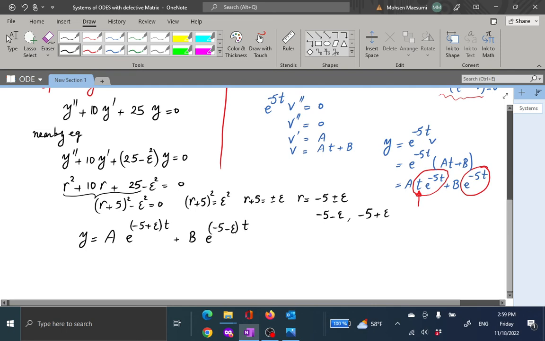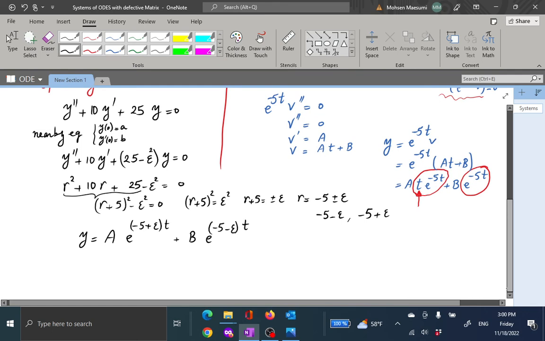That's the second solution. Now we shouldn't rush into saying, well, let epsilon go to 0. If I said let epsilon go to 0, all I get is minus 5t again and minus 5t again. That doesn't solve my problem. Those are identical functions. I cannot use them as two independent functions. So what is the solution then? The solution here is to go after an initial value problem. That is, we still need to go ahead and assign initial values.